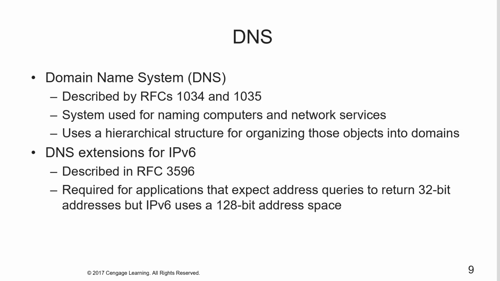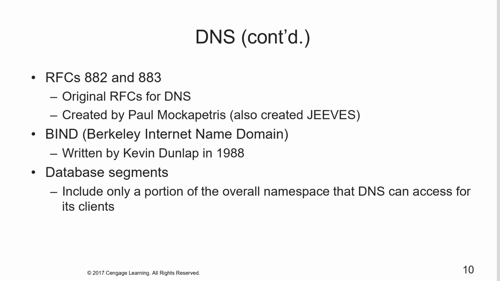So we talk about RFCs 882 and 883. These are the original RFCs for DNS. Paul Mockapetris made this. He also created Jeeves. We also have BIND, which you might have heard of. Kevin Dunlap wrote that in 1988. And BIND was specifically created for BSD Unix, and it's extremely important when we talk about the back end of DNS.